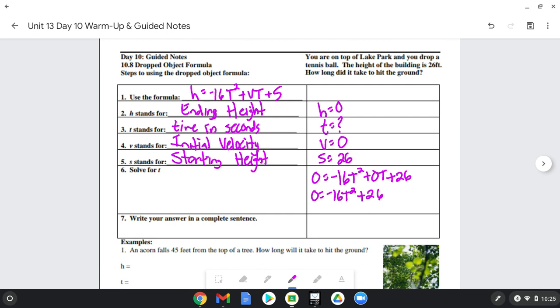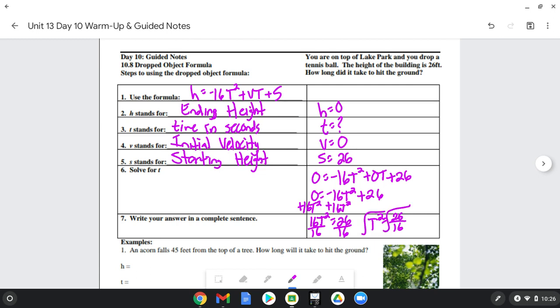Now for all of these dropped object formulas, when we're solving, we can solve by square roots. That's what we learned last week, where you move the t squared to the other side. So if we move the t squared over to the left side, now we get 16t squared is equal to 26. We can divide by 16, and now we get the t squared by itself. And we learned that in order to get t by itself, we're going to have to do something to both sides because that t has a squared attached to it. The thing that we do to both sides is take the square root.